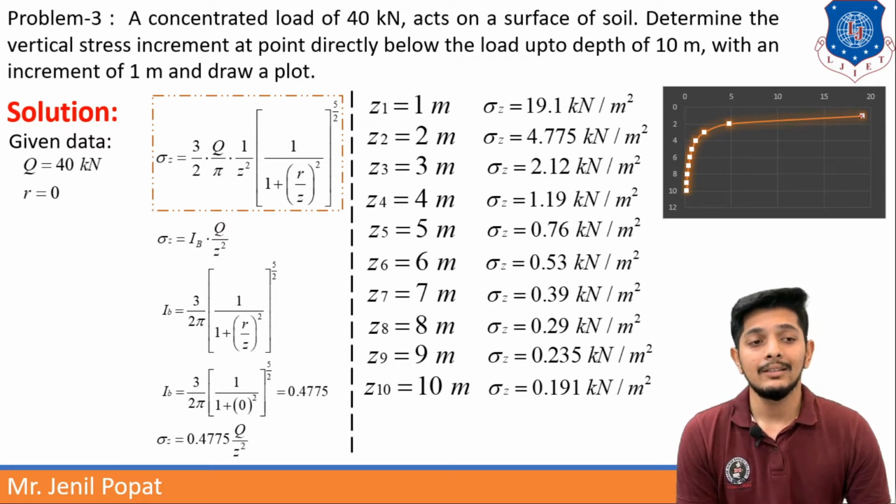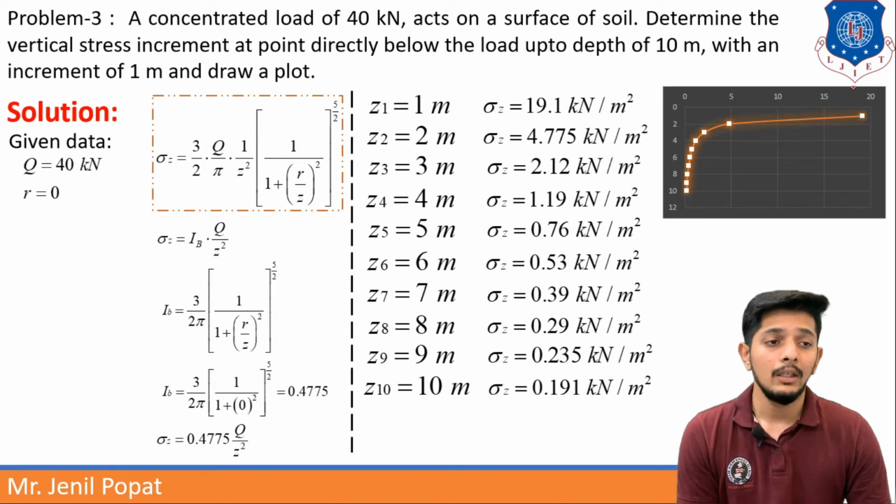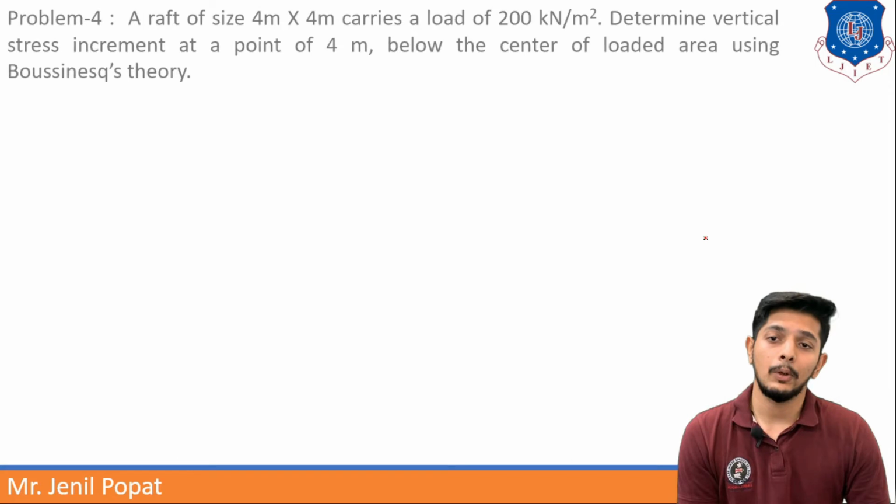So sigma Z is decreasing like this. If load is provided here, the sigma Z value will decrease like this. So you should understand this way. Let us move to problem number next.